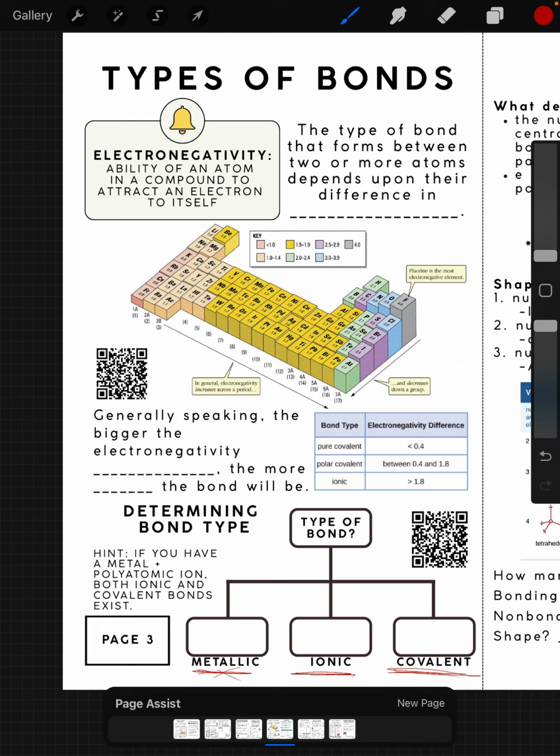We don't really spend that much time on metallic bonds in my class. Come to AP if you want to learn a little bit more. We're really going to be focusing a lot on ionic bonds and covalent bonds.